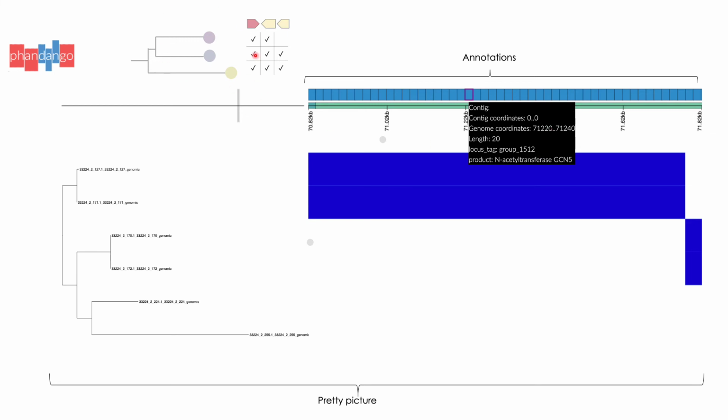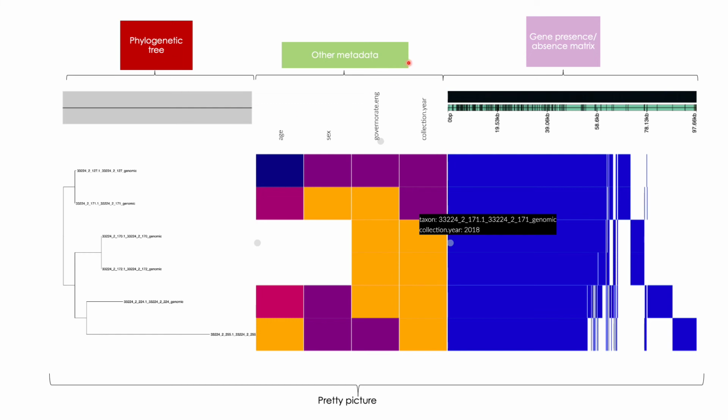So we've got our pretty picture, and the last thing to add in is some metadata so that we can really start to try and contextualize these patterns. So we've got our tree, we've got our gene presence absence matrix, and then in between here we've got some metadata, and I've just pulled a few pieces of the metadata for these samples. I've included age and sex, as well as location and year of collection.